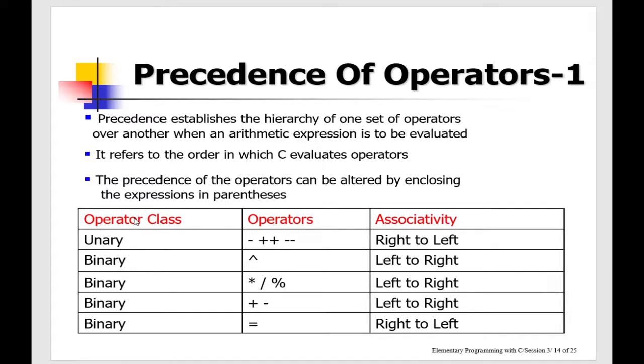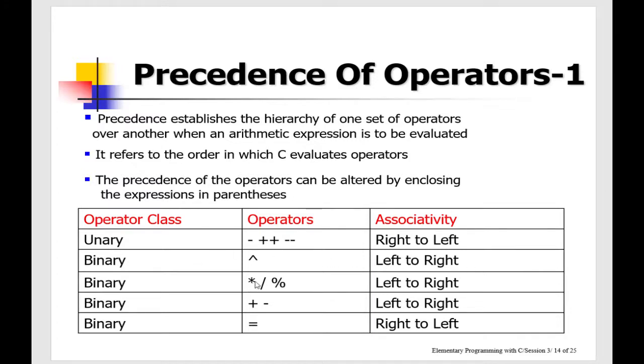Let's look at the operators, the operator class, the operator, and the associativity. When we have the unary, that is either minus, plus plus, or minus minus, these ones, their associativity, that is in case you have multiple, you evaluate them starting from the right side moving to the left. For binary, we have this caret symbol. This is from left to right. So you start from the left side moving to the right.